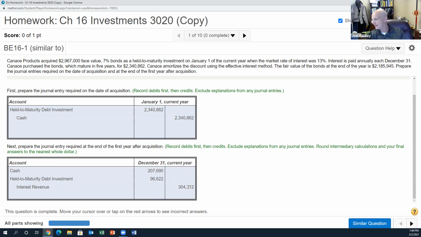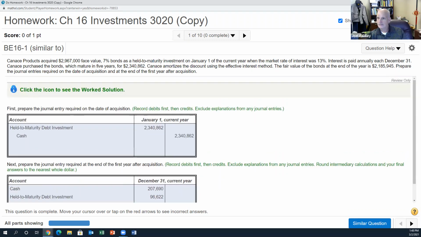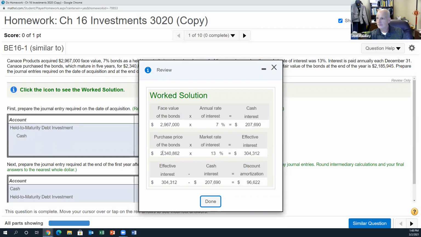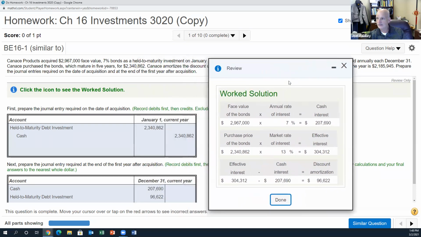Interest revenue, how do we calculate that? Well, that's simply the purchase price of the bonds in this case, minus the interest, right? 96,622 is going to be my discount amortization, but we have to multiply the market rate times the purchase price of the bonds. Now, if you were doing this continually each year, it's not the purchase price of the bonds every time because it changes. The purchase price of the bonds is the carrying value, right? 2,340,862. If I move that over there, there it is.